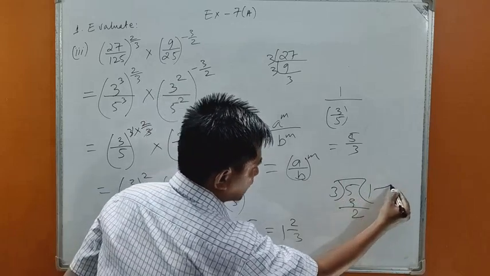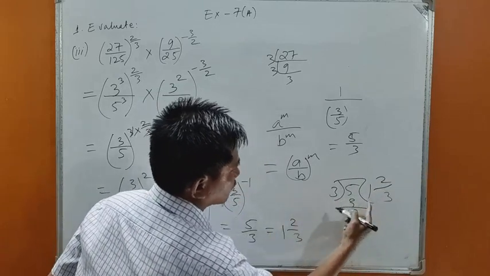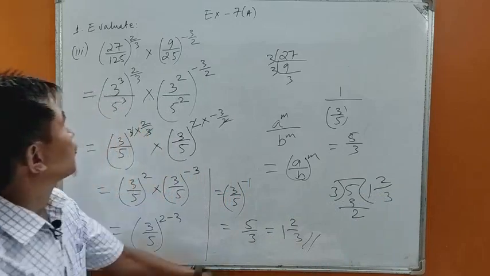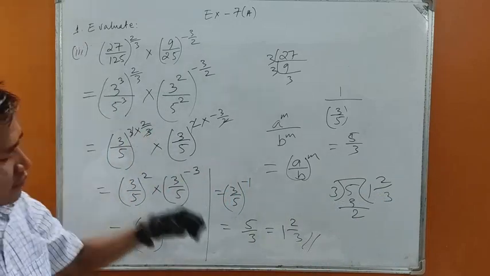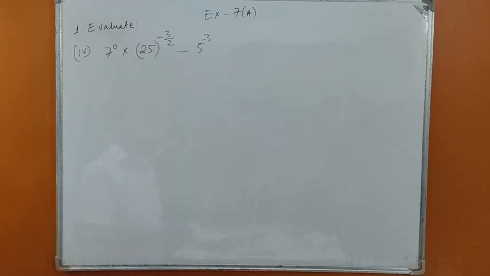Now this quotient 1 remains here. This remainder 2 goes up and this divisor 3 comes down. 1 whole 2 upon 3. The same thing, 1 whole 2 upon 3. I am writing it. So the value of this expression is 1 whole 2 upon 3. I hope you got this. Let's do question number 4.